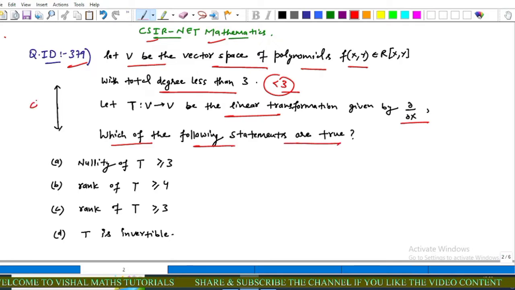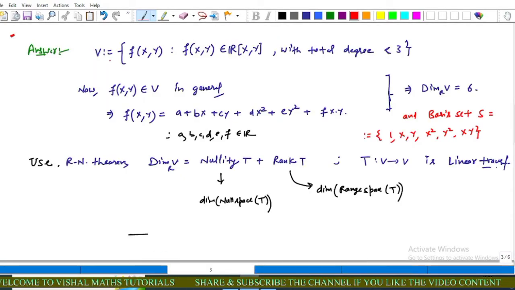This question is from part C. Options are: nullity of T is at least 3, rank of T is at least 4, the rank of T is at least 3, and T is invertible. From the given question, V is a vector space of polynomials f(x, y), where f(x, y) belongs to R[x, y] with total degree less than 3.